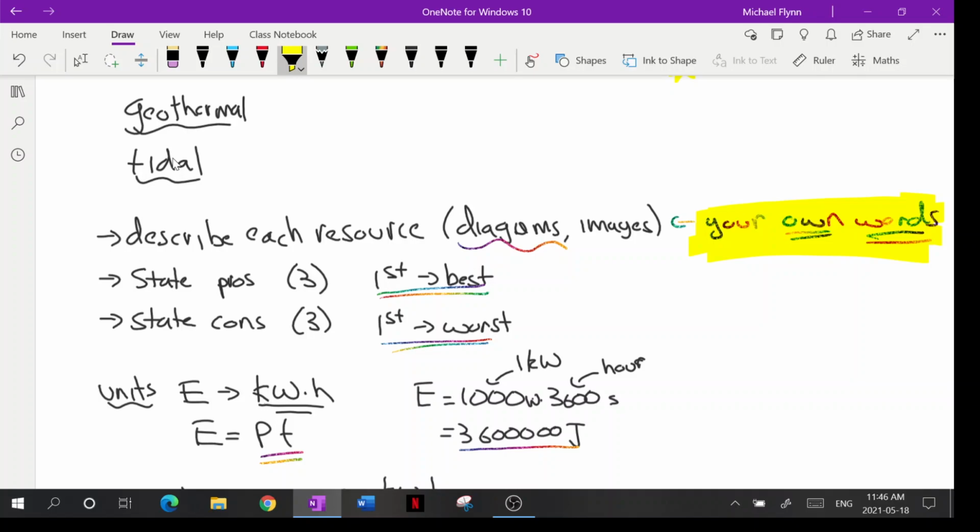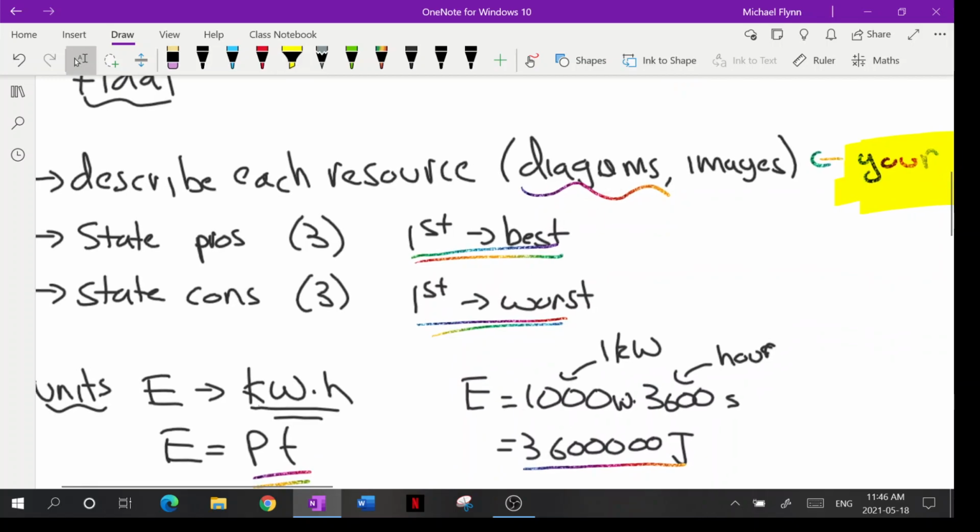Okay, now cons. Cons are things that are against this, like what's not good about it. The very first one that you should mention should be the worst thing about it. So what's the worst thing about wind energy? Well, the worst thing about wind energy is it's just not available 24 hours a day. And here's the problem. We live in a society that requires electricity 24 hours a day. So there's no way that wind and solar, which both have the same problem, they're not available 24 hours a day, there's no way that society could function on only those two things.